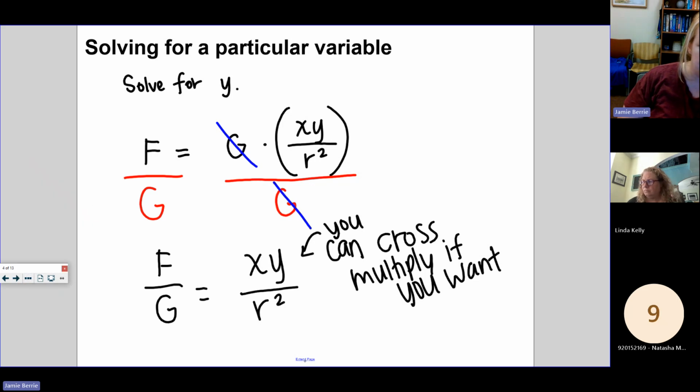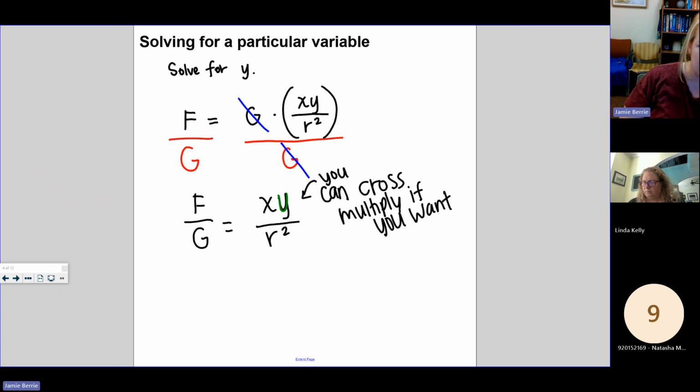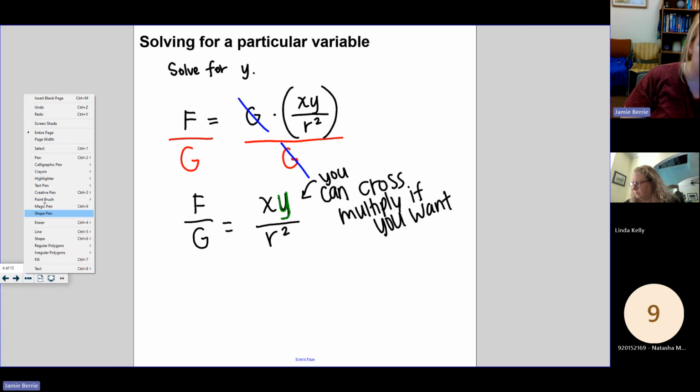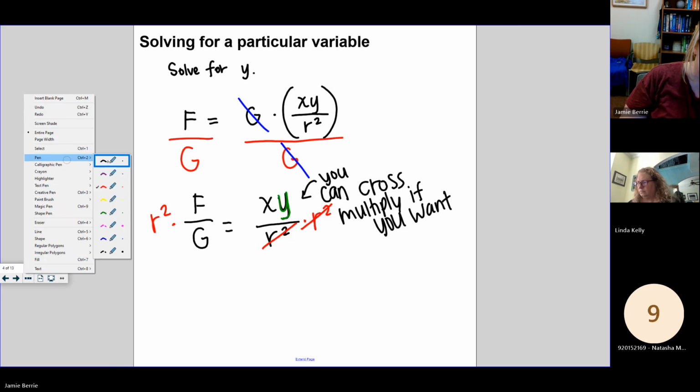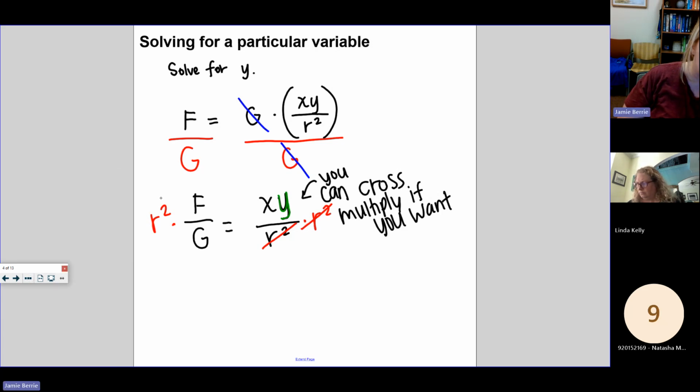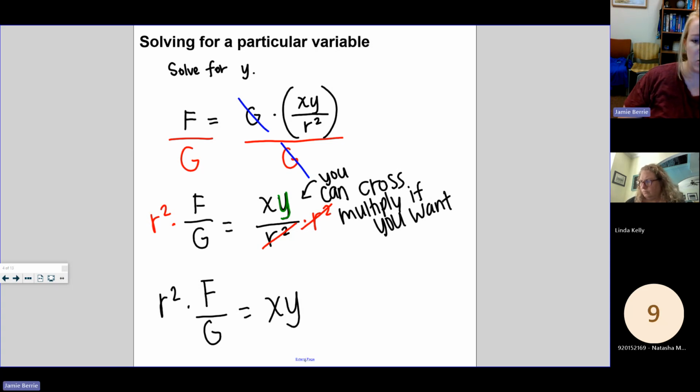All right, so I'm trying to get this y right here by itself. Right now, what's standing in my way is this r squared. It's in the denominator, so I can get rid of it by multiplying both sides by the denominator. So I'm multiplying both sides by r squared. That's going to cancel it over here and get rid of my fraction. On the left-hand side, I'm going to have r squared times f over g equals xy.